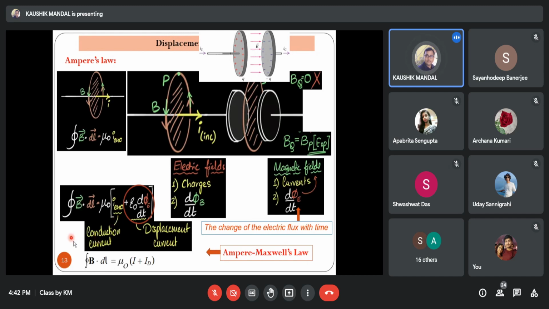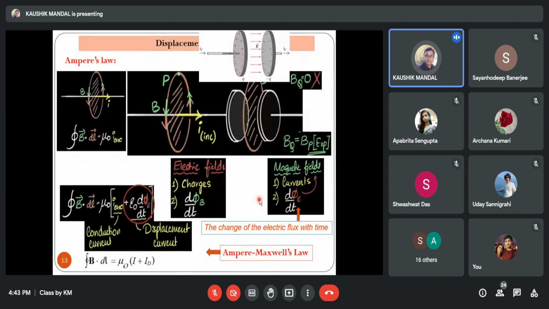So this equation is modified, and this is the final form: mu 0 into I represents the conduction current, and this term represents ID, the displacement current. So this equation is known as Ampere-Maxwell's law. Clear? So Ampere's circuit law is not able to explain the existence of displacement current or the generation of magnetic field due to change in electric flux.